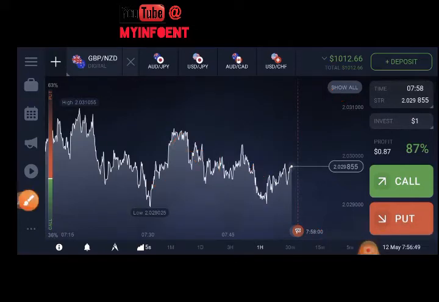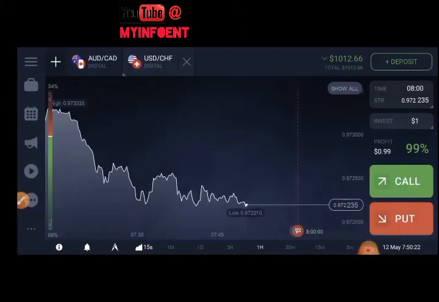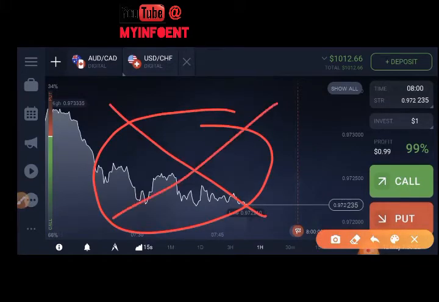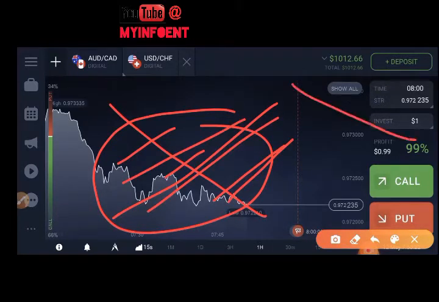So that is it. Another chart you'll be looking out for is, okay, you see this type of chart, don't trade on this type of chart. It's not making sharp resistance. The resistance are not sharp. It takes time before it retraces. Even if the profit reward is 99%, as you can see, do not trade this type of chart.